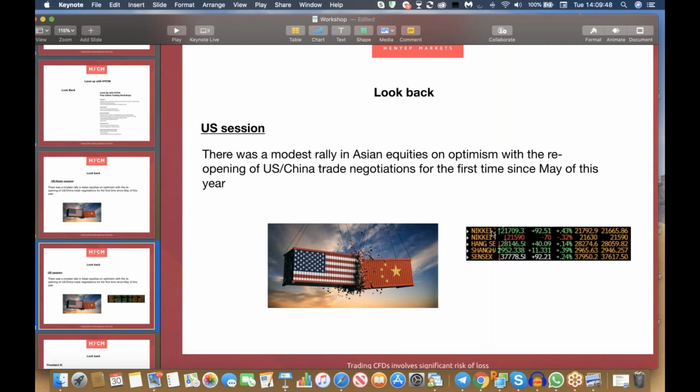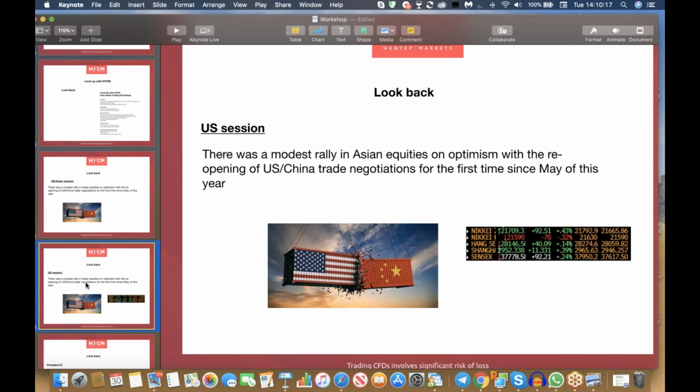So here we had the Nikkei up 0.43%, the Hang Seng 1.4%, Shanghai 0.39%. So in other words, there was a gentle rally. When you're looking at equity markets, when an equity market is up or down by 1%, that's when you really want to be paying attention. So this is a modest rally, just under 0.5% for the Nikkei and the Shanghai.